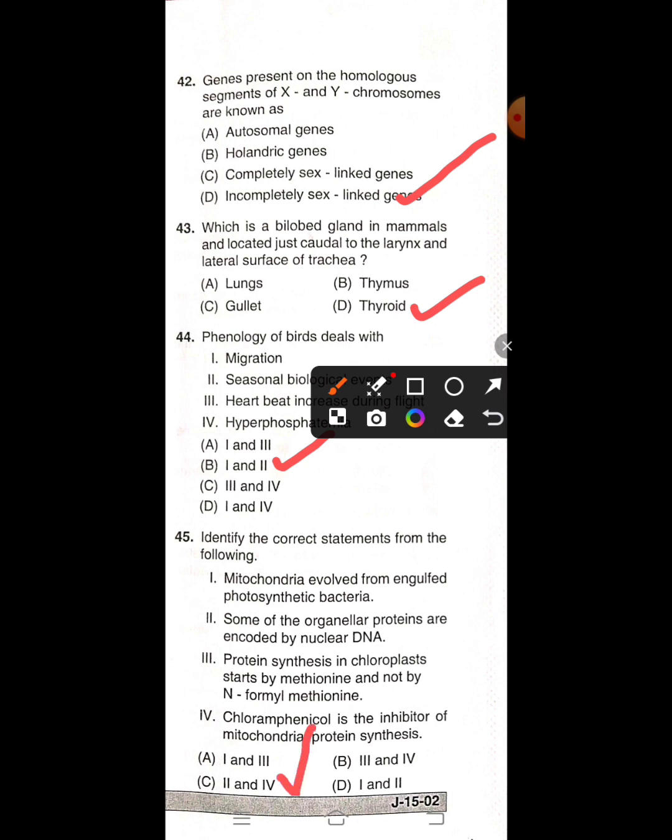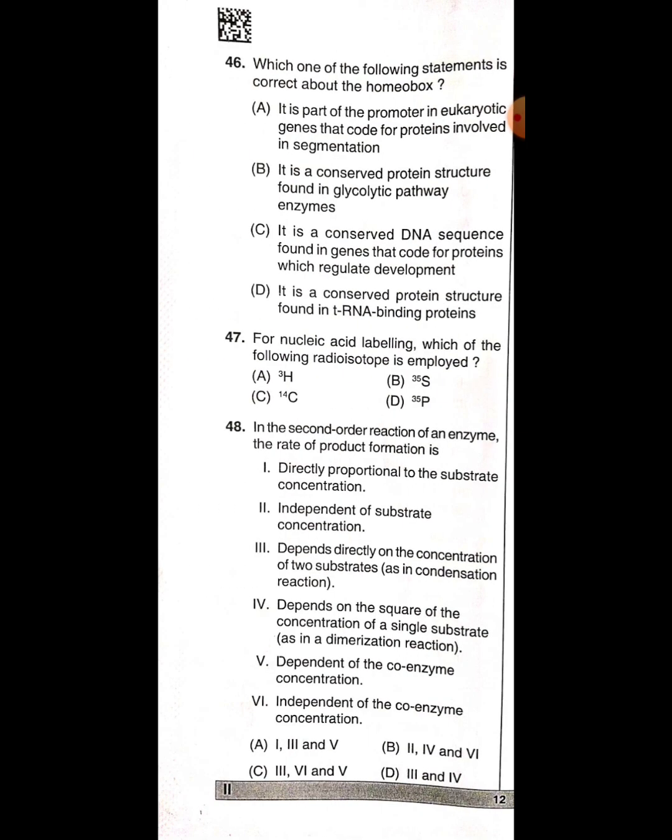2 and 4 statements are correct. That means some of the organellar proteins are encoded by nuclear DNA. That is the correct statement. Chloramphenicol is the inhibitor of mitochondrial protein synthesis. So that is the correct one. Let's see the next question.